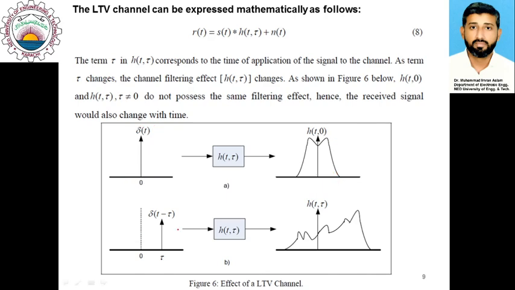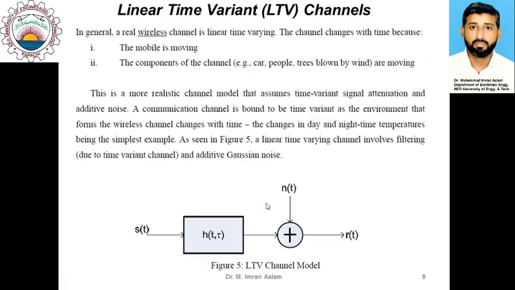This is because the behavior of the channel has changed in this period of time, tau amount of time. So in that case, the impulse response is not only a function of time, but is also a function of delay, how much delay you apply at the input side. So if you change the delay, you would see a different response from the channel.